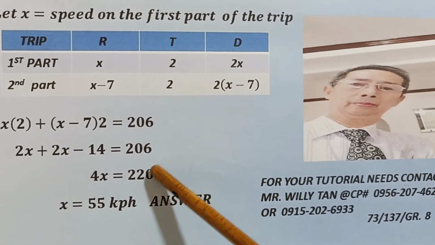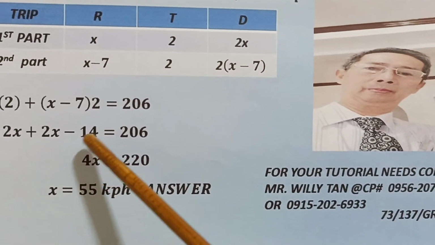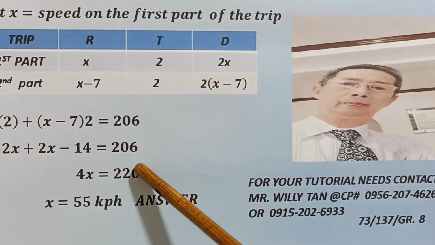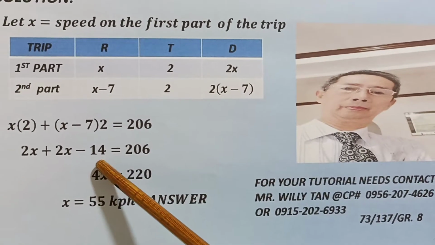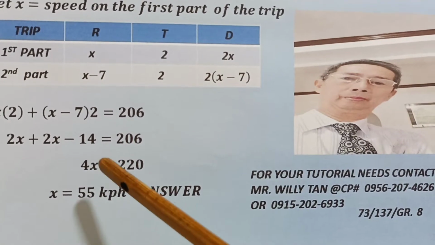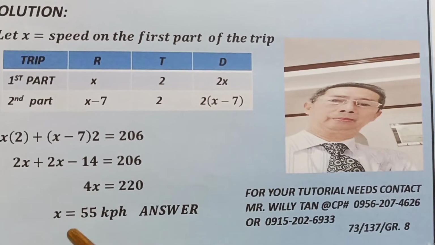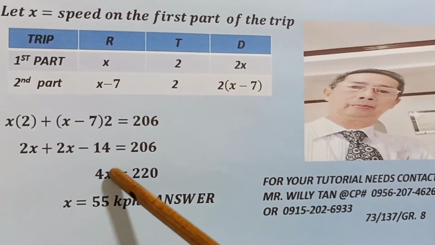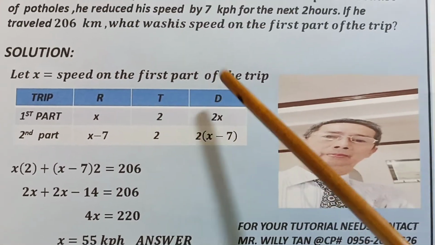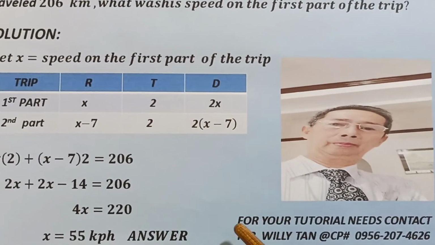So we have 4x minus 14, and this 14 we transpose to the right side of the equation. So 206 plus 14 is 220. We divide 220 by 4 to get the value of x, and we get x is equal to 55 kilometers per hour. So this is the speed on the first part of the trip. That's what we are looking for.